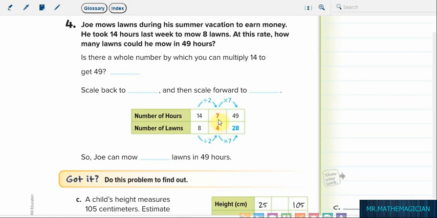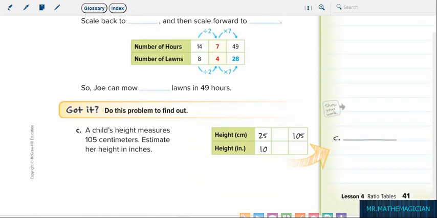Now it's easy to move from the 7 to 49, multiply by 7 up, multiply by 7 down, will give you 7 by 7, 49. 4 times 7 will give you 28. So we now realize that he can mow 28 lawns in 49 hours. The same will happen here in problem C.